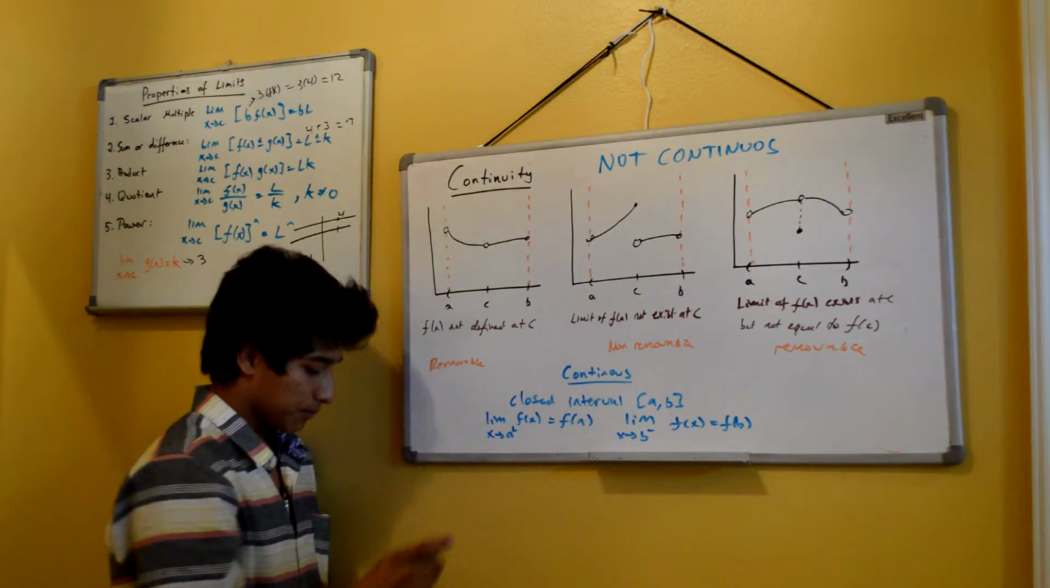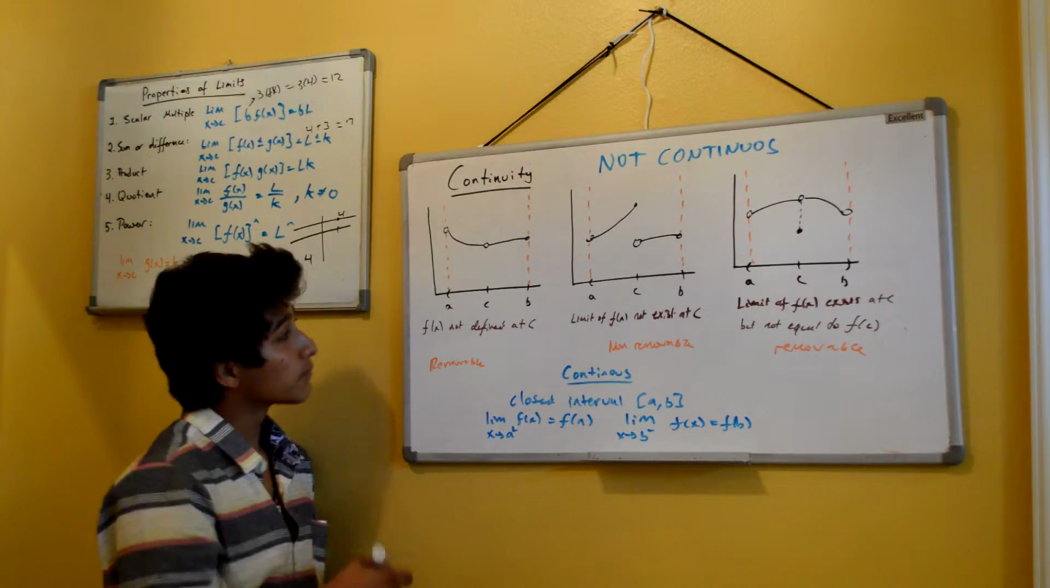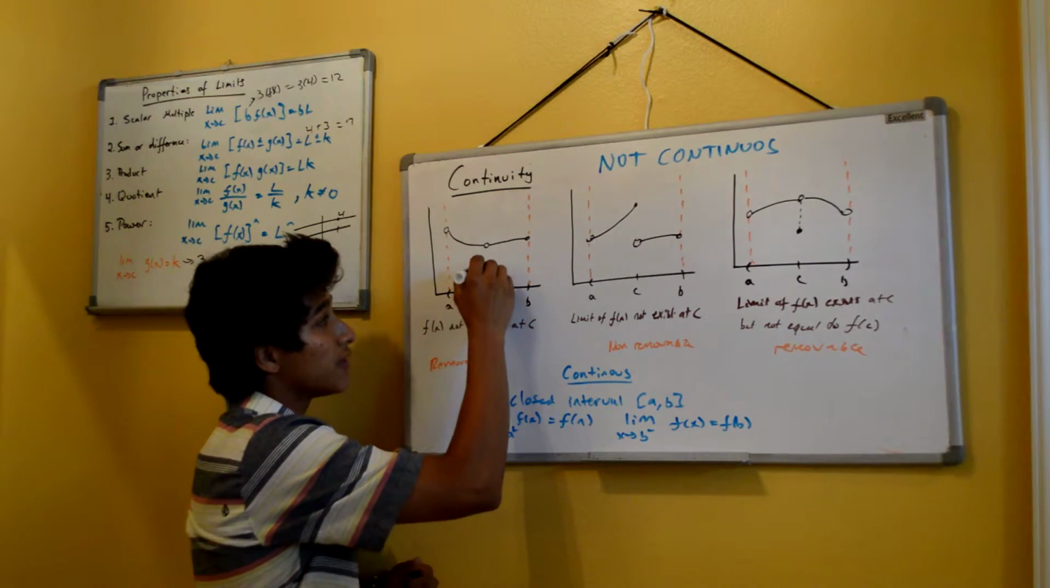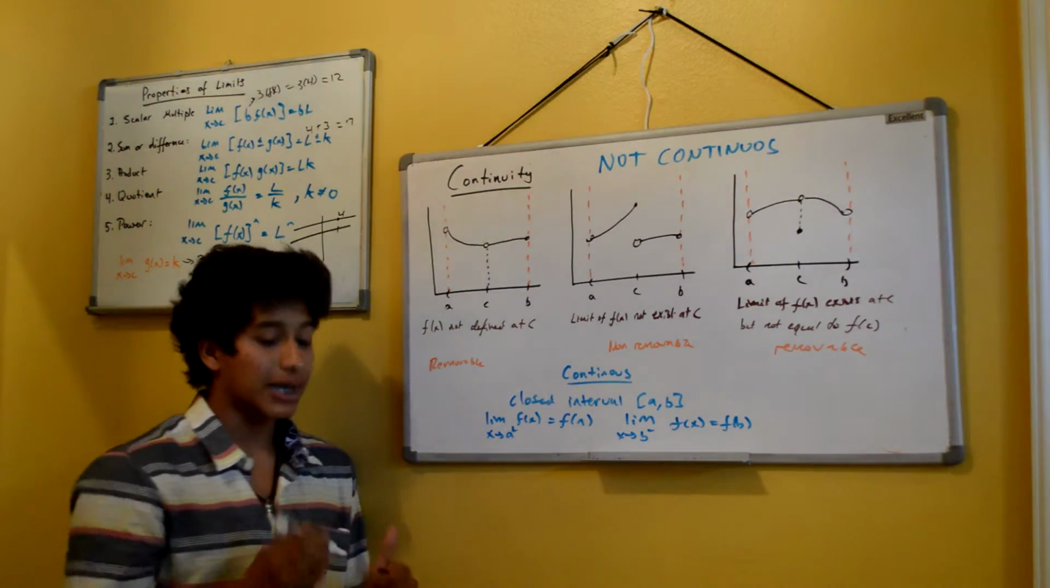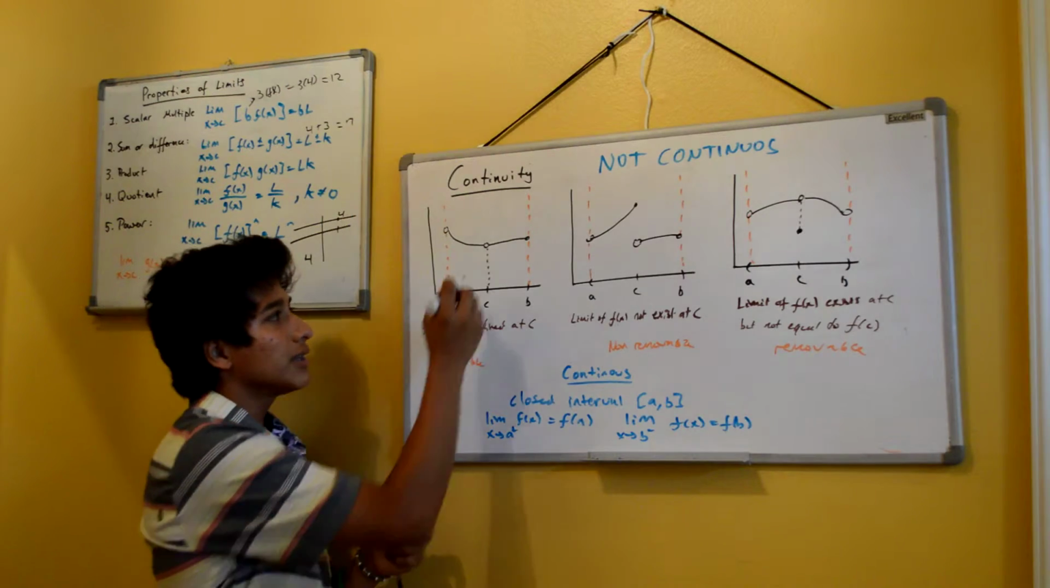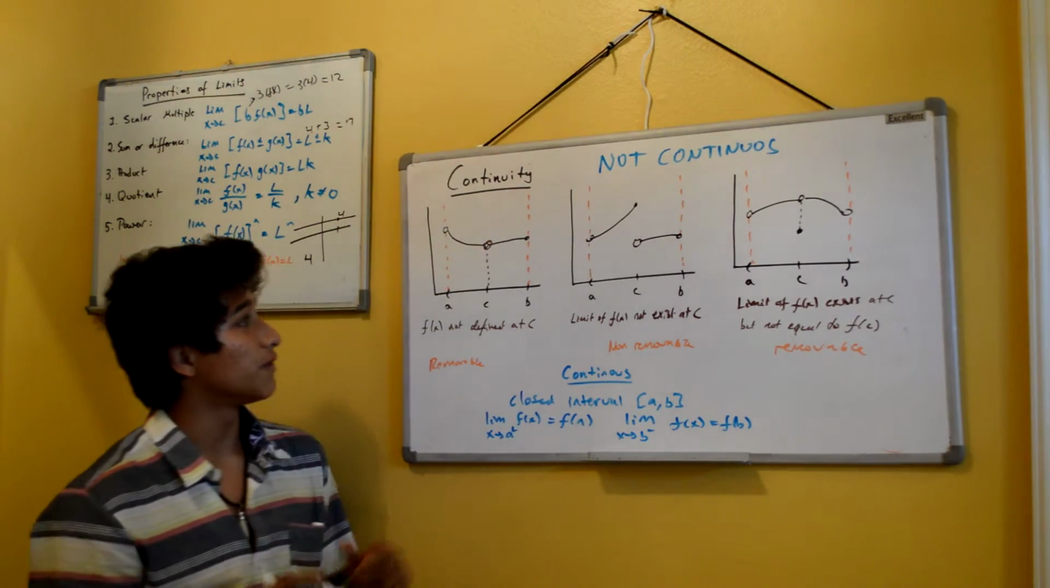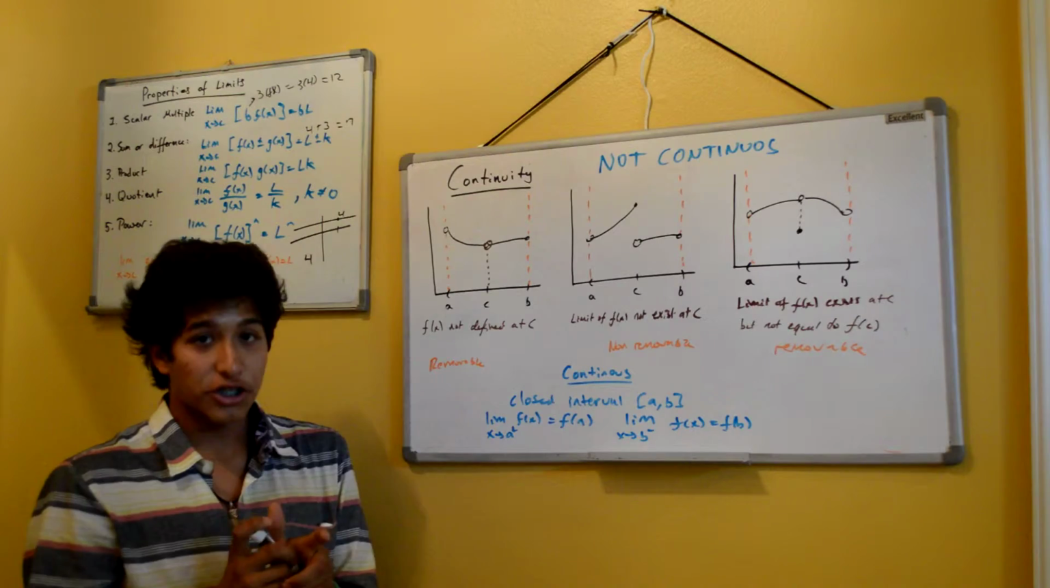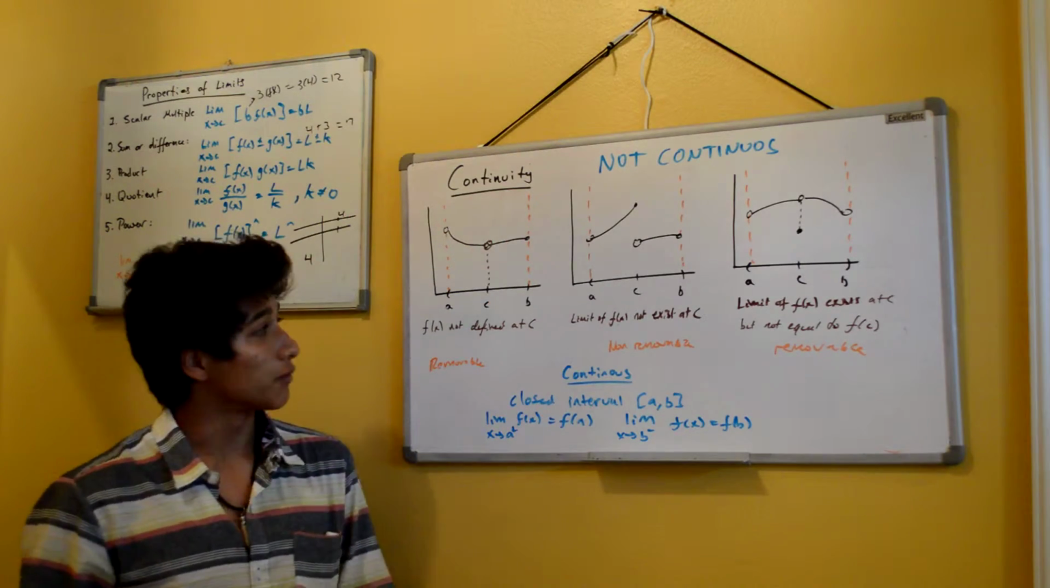And as x is equal to c, f of c is not defined. There's an open circle right there. So that means it's not continuous, right?